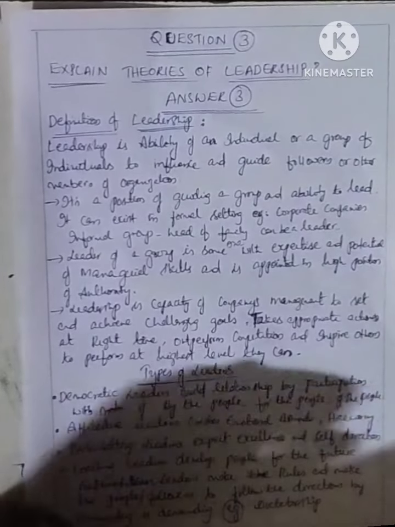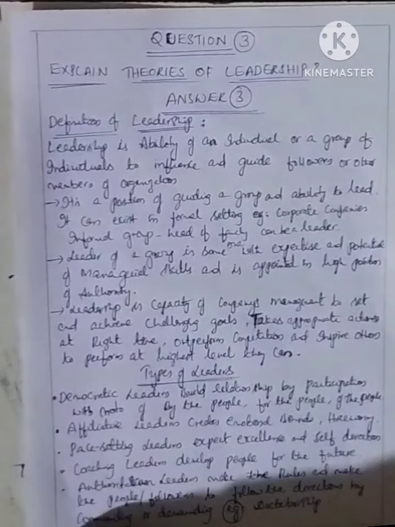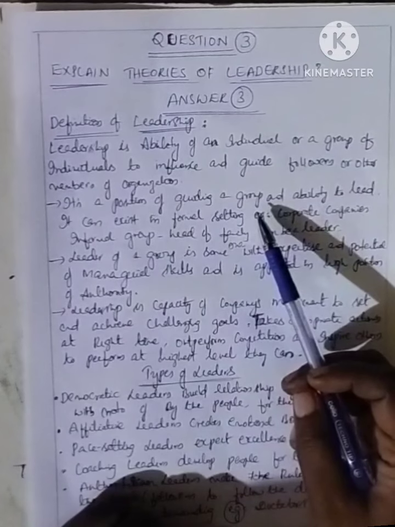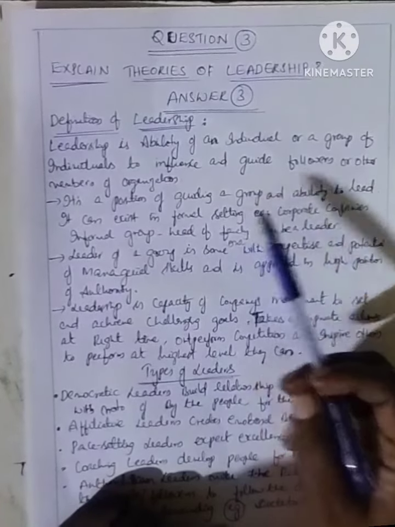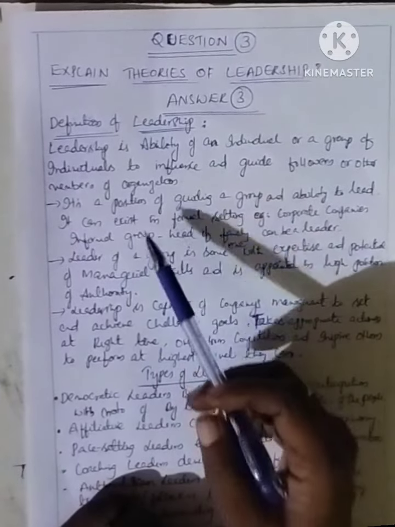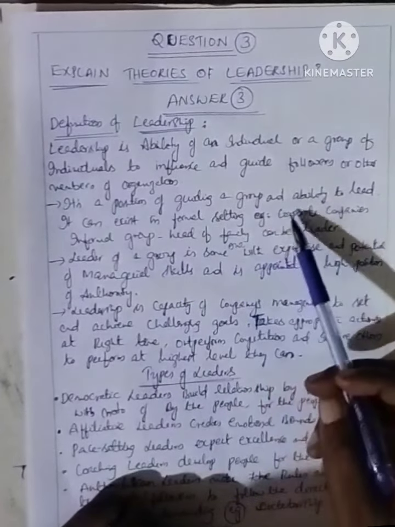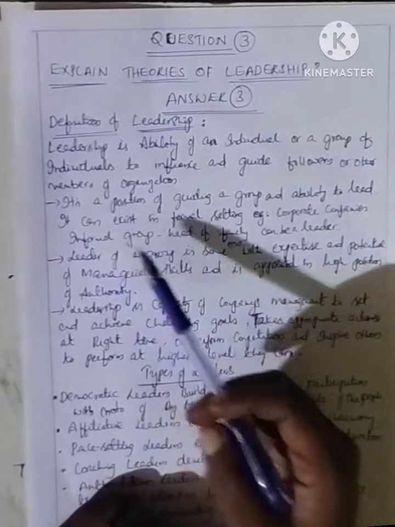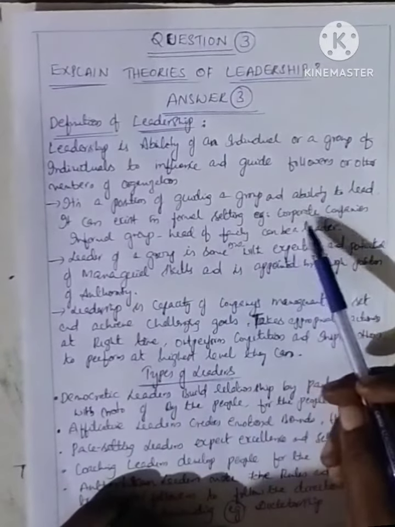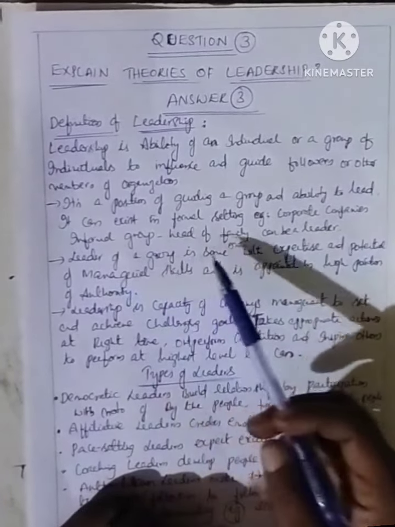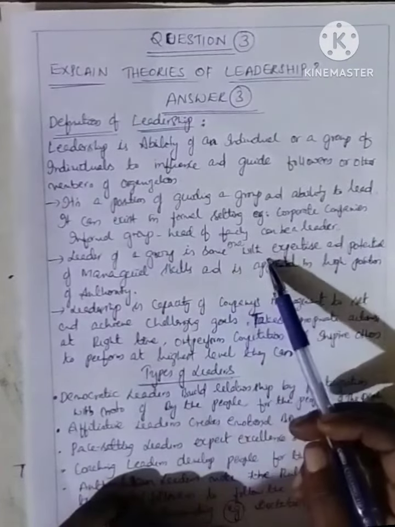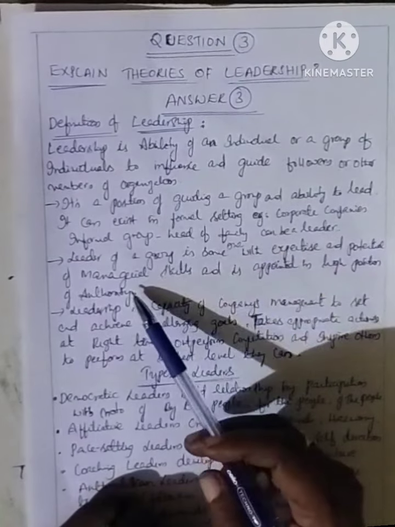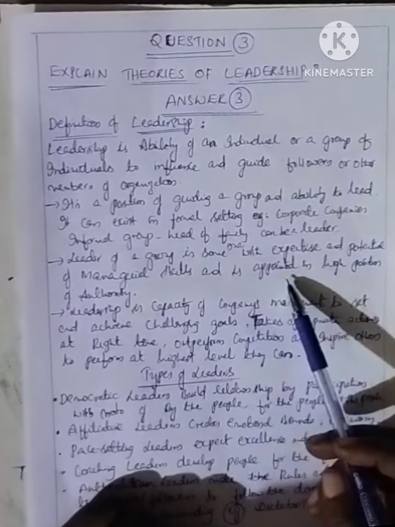Leadership theories. Definition of leadership. Leadership is the ability of an individual or a group of individuals to influence and guide followers or other members of an organization. It's a position of guiding a group and the ability to lead. It can exist in a formal setting, for example corporates or companies, or in informal groups, like the head of a family can be a leader.